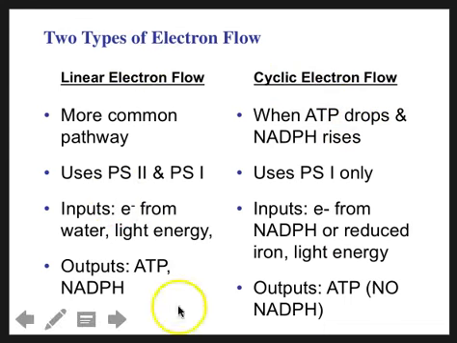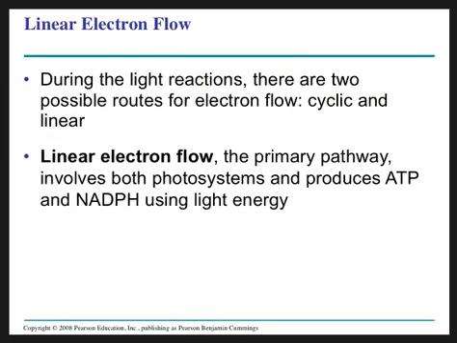So this is your summary slide to start, and then we're going to talk about it. There are two possible routes for those electrons. We can either go through linear flow or we can go through cyclic flow. Linear flow is the most common pathway. It's the primary pathway. Both photosystems are involved, so we're going to use PS2 and PS1. And we're going to produce ATP and we're going to produce NADPH.